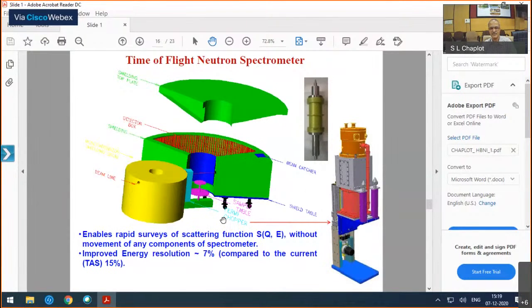There's a special piece of equipment called the Fermi chopper, which essentially allows pulsing of the beam as well as fine-tuning the energy resolution. So now the energy resolution would be roughly twice better than what one has in the triple axis spectrometer.